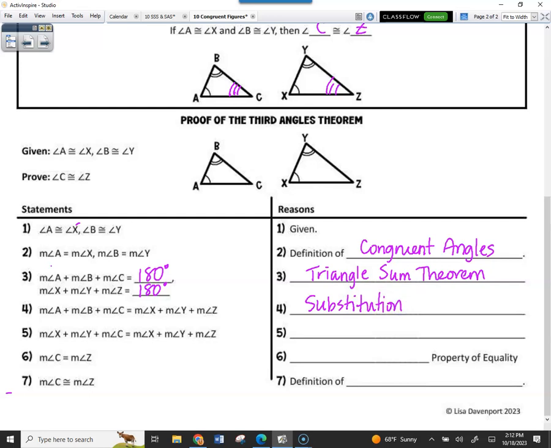Now the next line is a little tricky. Look at what changed. What changed from 5 to 4?